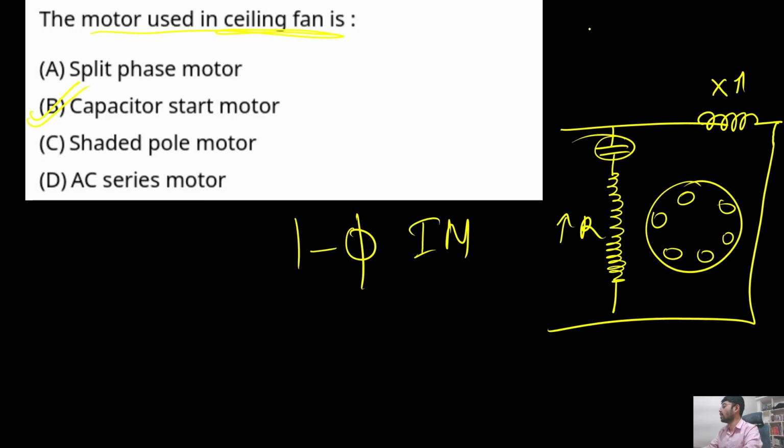What it will do is provide a phase displacement of 90 degrees, not exactly 90, near to 90 degrees between the two currents. So this is I auxiliary, this is I main winding. So this will provide the phase displacement between the two and provide the rotating magnetic field. So capacitor start motor is the correct answer.